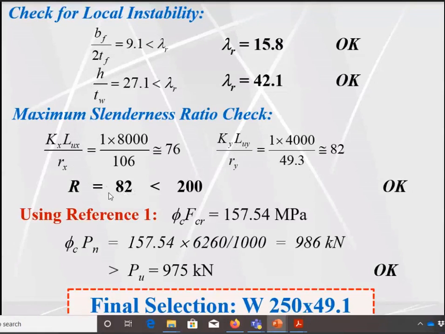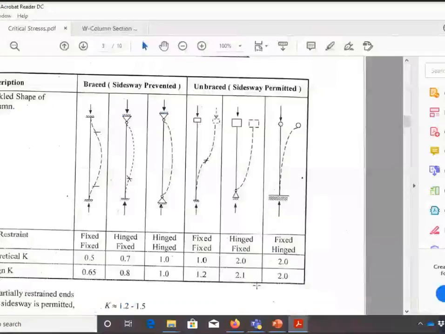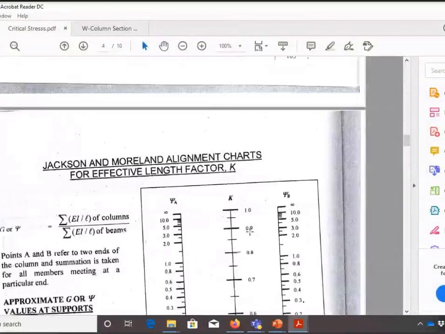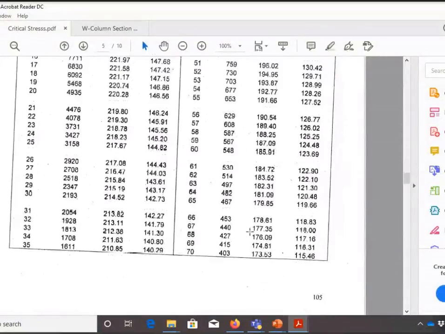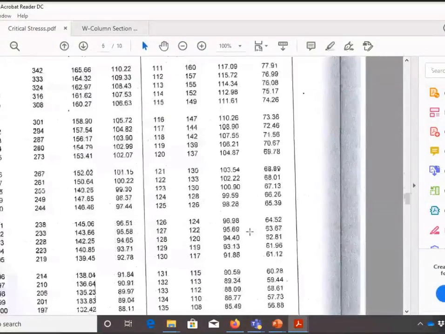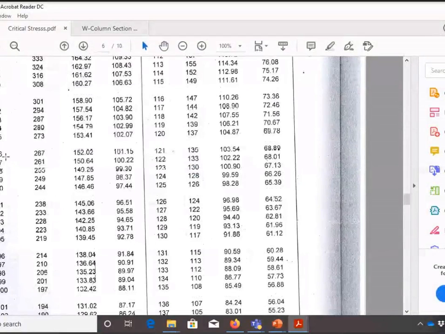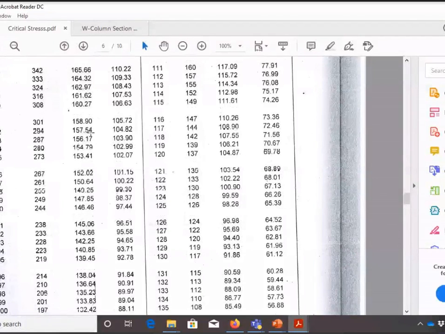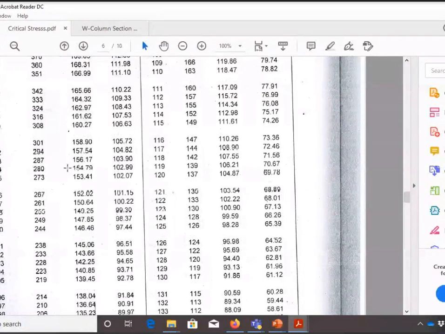And further, R value is less than 200, that is okay. And based upon R value 82, you will consult the page number 106, and on page number 106, corresponding to R value 82, critical stress will be 157.54. So the column will buckle at a critical stress value 157.54 if the slenderness ratio is 82.